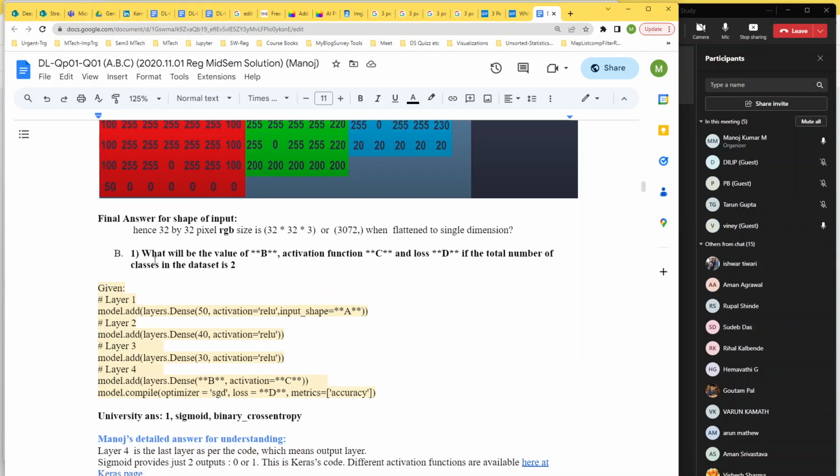Now going to the second question, what will be the value of B? Today you are talking about this, second one, B. No, this is B of question number 1. I am talking about question number 2A actually. I wanted to take question number 2A.